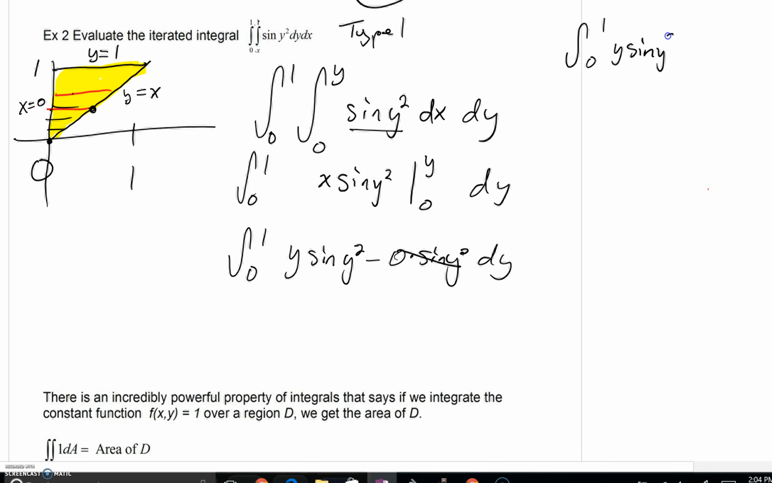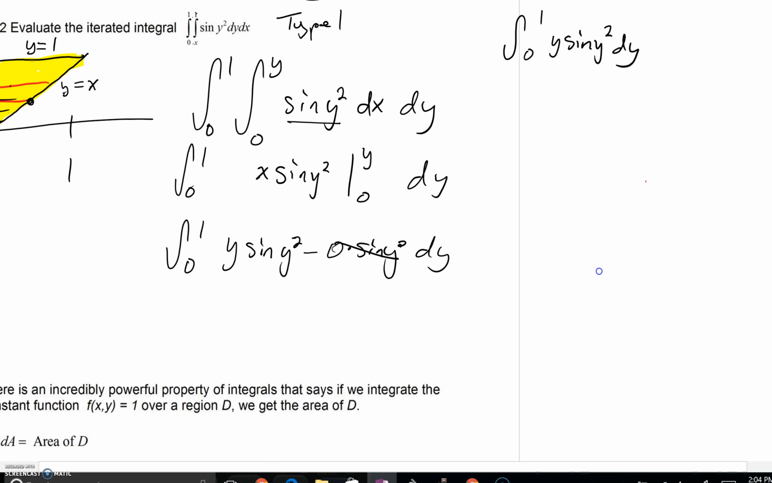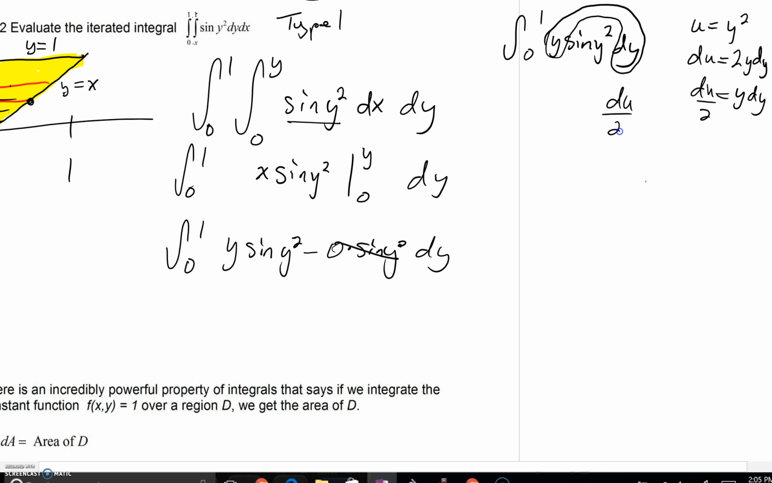You might realize that even this antiderivative isn't readily recognizable, but we can do a u substitution. We can let u equal y squared. du would be 2y dy. y dy actually is present in this integrand, and that y dy, if we solved for that, we'd get du over 2. So we'll have a du over 2. This would become a sine of u.